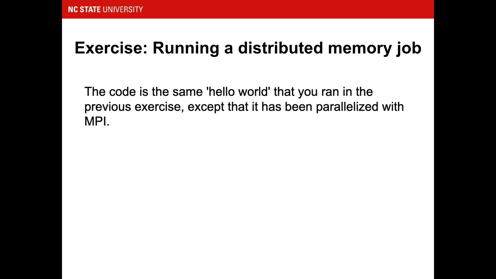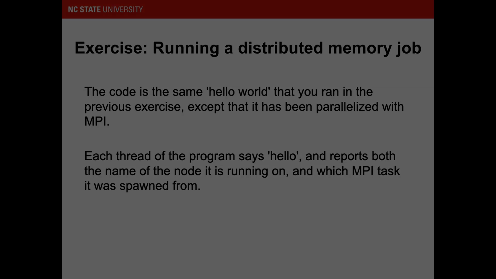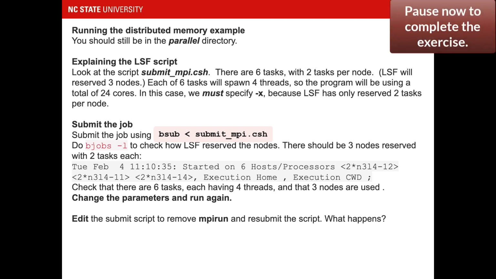The code is the same hello world that you ran in the previous exercise, except that it has been parallelized with MPI. Each thread of the program says hello and reports both the name of the node it is running on and which MPI task it was spawned from. Using the same directory as the shared memory example, open the sample LSF script and look at the parameters. Submit the job and look at the LSF monitoring and LSF output. Change the parameters and run again. Finally, remove mpirun from the script and see what happens.